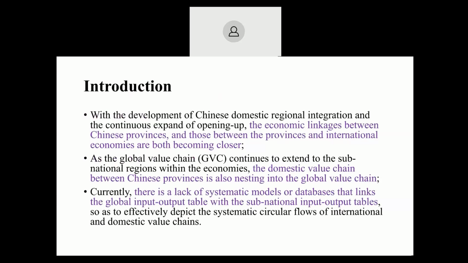So with the development of Chinese domestic regional integration and the continuous expansion of the opening up, the economic linkages between Chinese provinces, as well as those between the provinces and international economies, are both becoming closer. As the global value chain continues to extend to the subnational regions within the economies, the domestic value chain between Chinese provinces is also nesting into the global value chain. However, currently there's still a lack of systematic models or databases linking the global input-output table with the subnational input-output tables. So these are our motivations for doing this work: trying to embed the Chinese provincial multi-regional input-output tables into a global one.